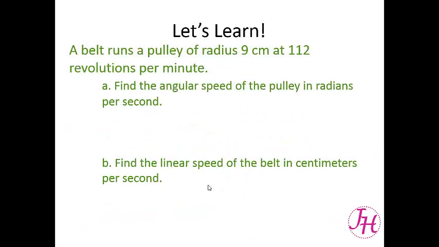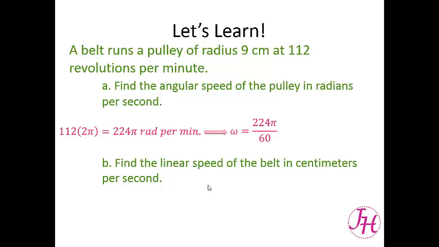A belt runs a pulley of radius 9 centimeters at 112 revolutions per minute. Find the angular speed of the pulley in radians per second. Well, we know that our pulley is rotating 224 pi radians per minute because it's making 112 revolutions, and there are 2 pi radians in 1 revolution.